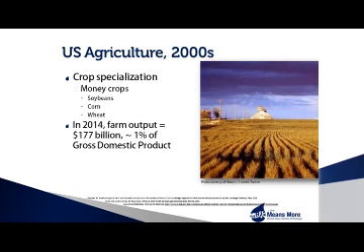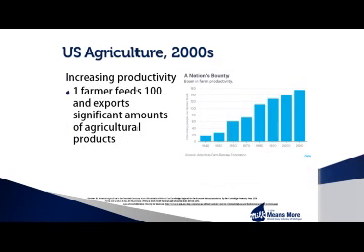Agriculture makes a smaller contribution to the total economy. In 2014, farm output contributed $177 billion to the U.S. gross domestic product, about 1% of the GDP. Agricultural productivity continues to increase. Today, one farmer supports 100 people while still exporting significant amounts of agricultural products.